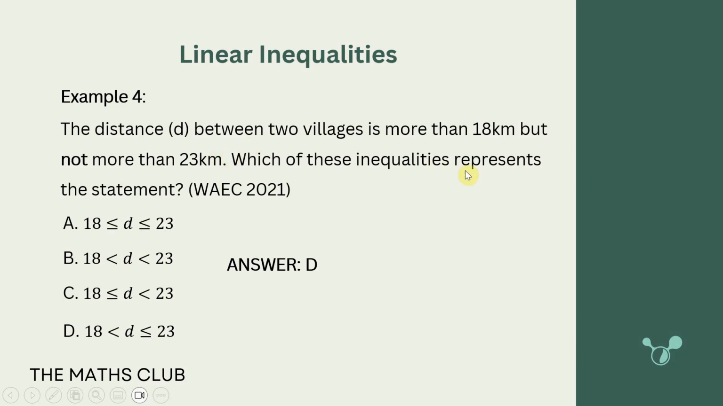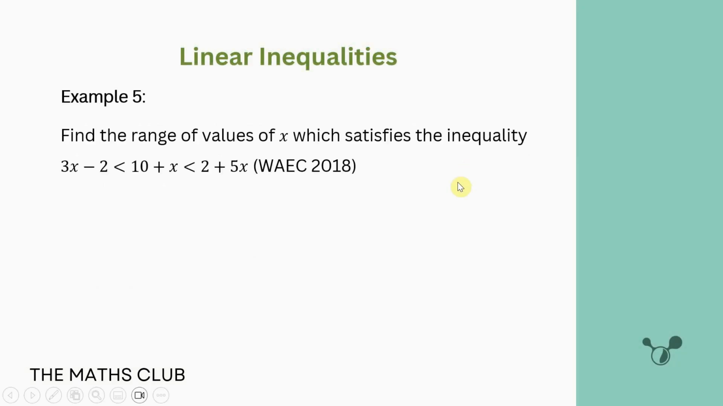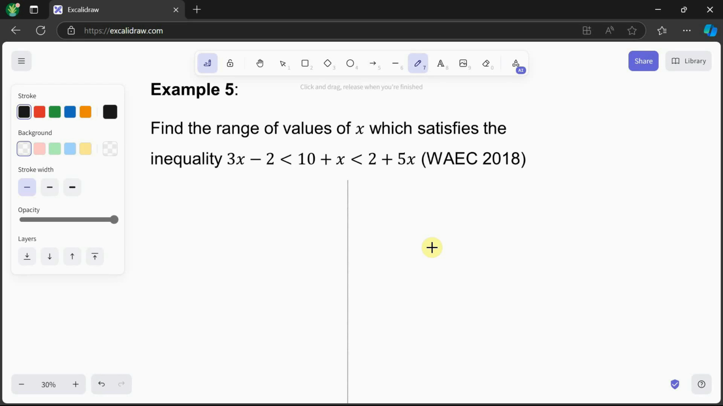Okay, nice. So example 5 now states that we should find the range of values of x which satisfies the inequality 3x - 2 is less than 10 + x and is less than 2 + 5x. Taken from WAEC 2018. I want you to pause the video and try this out yourself. Welcome back. Let's look at it together. So if you look at the previous example, after we have the two separate parts, we now join them together. That's exactly what's happening here.